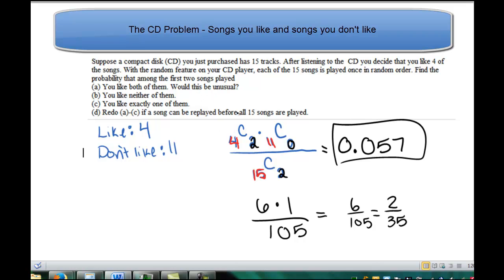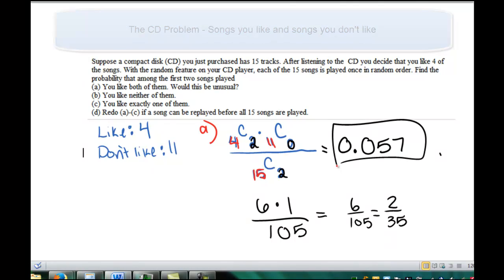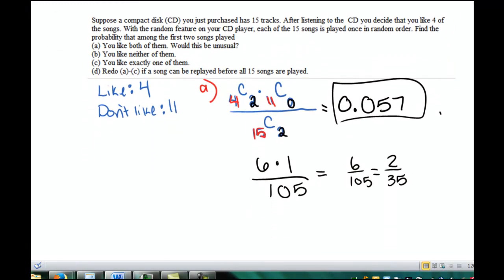Well, to determine if something is unusual, it has to be less than a 5% probability. This is a 5.7% probability. So, because this is greater than 0.05, then no, this would not be unusual. So for part A, we're going to get the 0.057 for the probability that we will like both of them. And then, no, this will not be unusual.